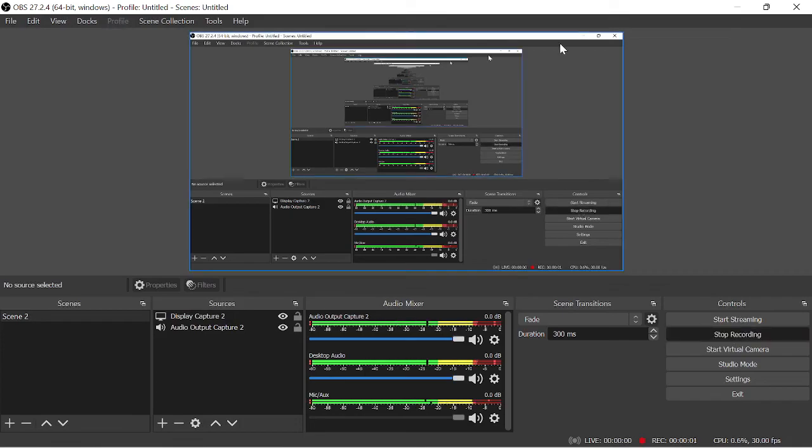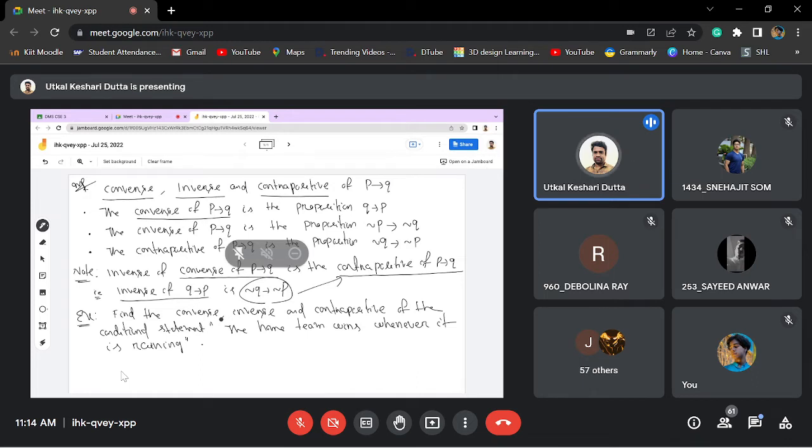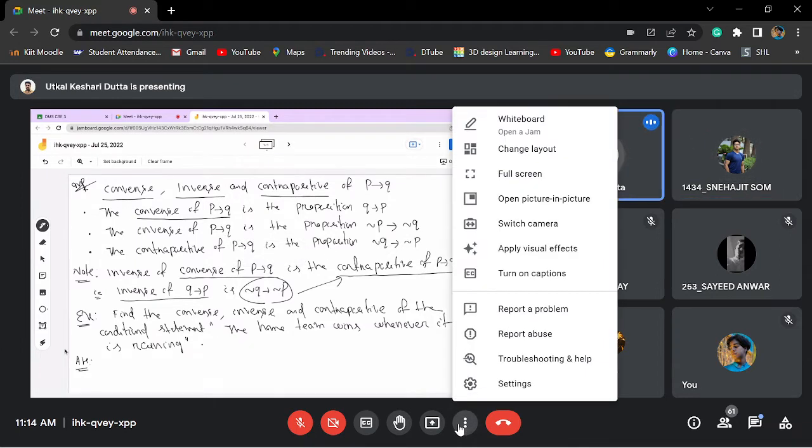Problem: find the converse and contrapositive of the given statement. Then, what is your first aim? To find P and Q. Yeah, first find P and Q.